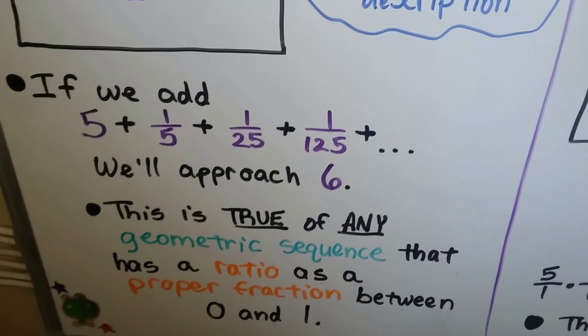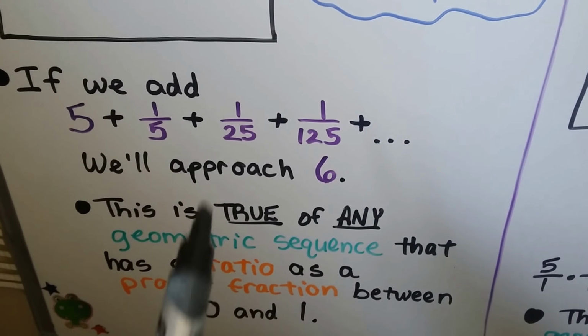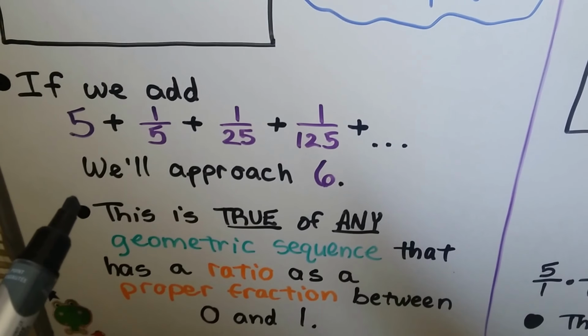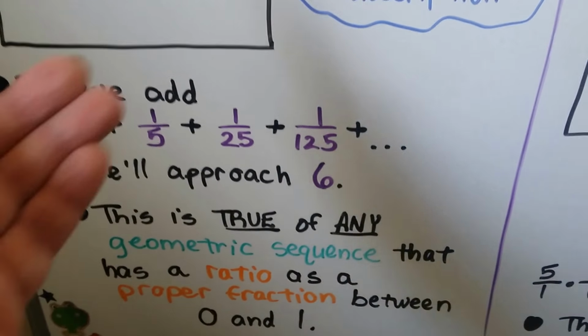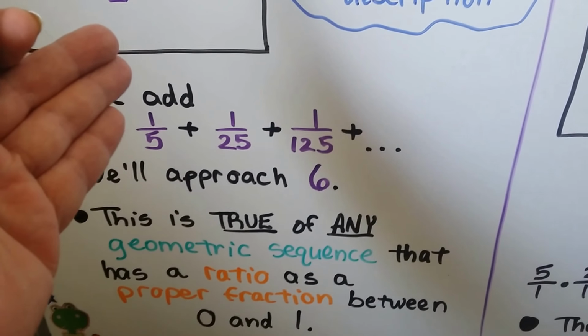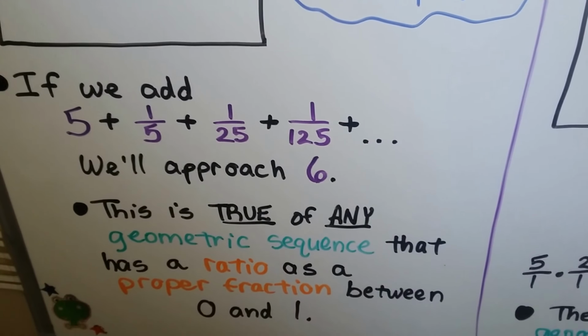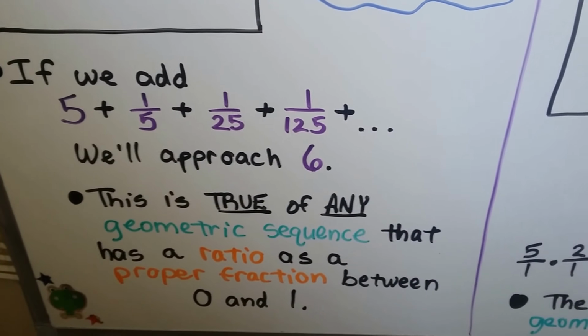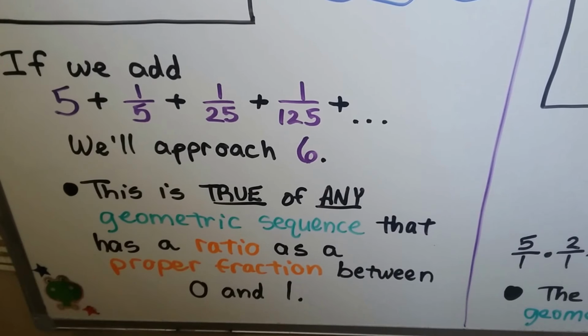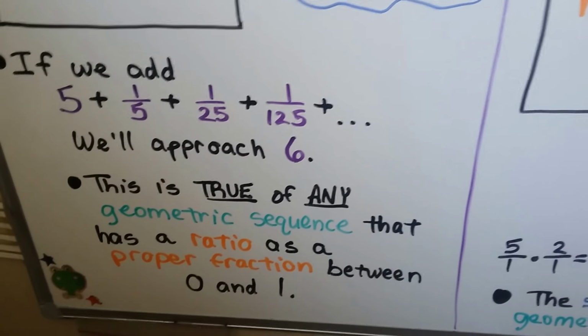If we add 5 plus 1/5 plus 1/25, etc., we would slowly approach 6 because of that 5. If that 5 wasn't there, we would slowly approach 1. But because of that 5, we're going to slowly approach 6. And this is true of any geometric sequence that has a ratio as a proper fraction between 0 and 1.